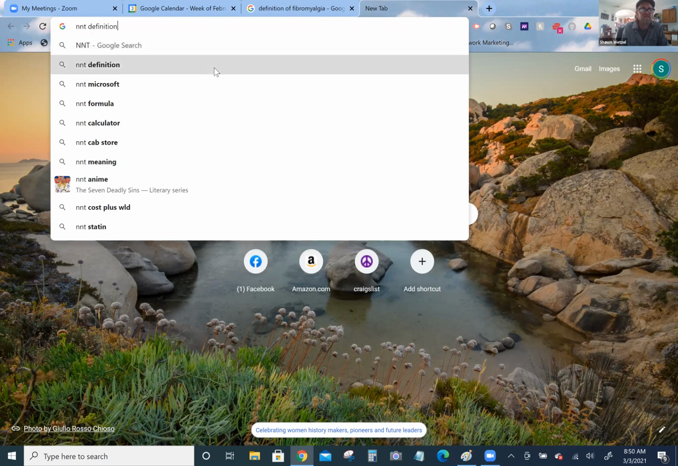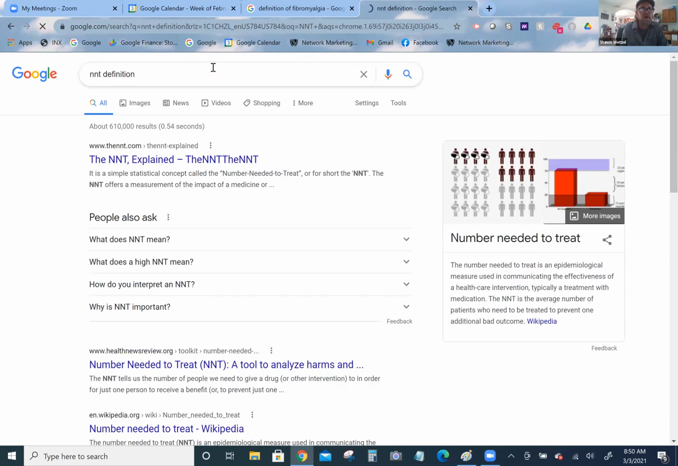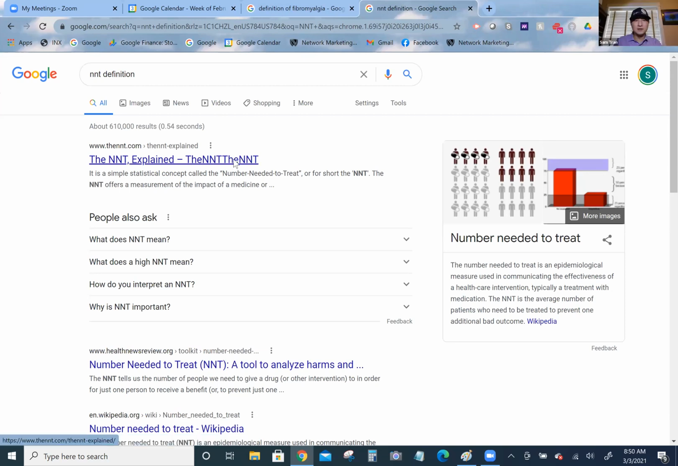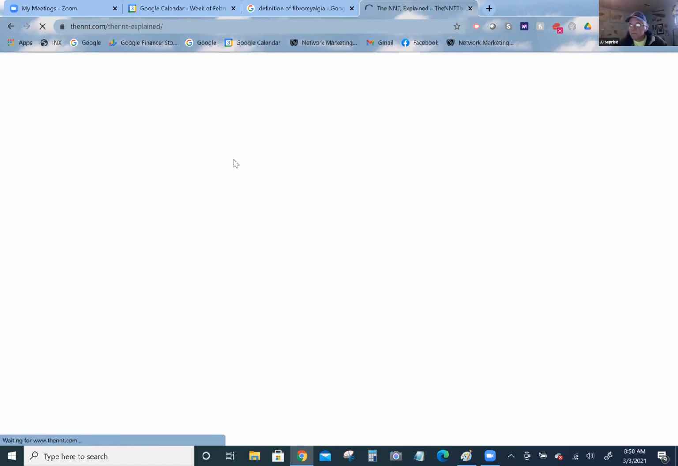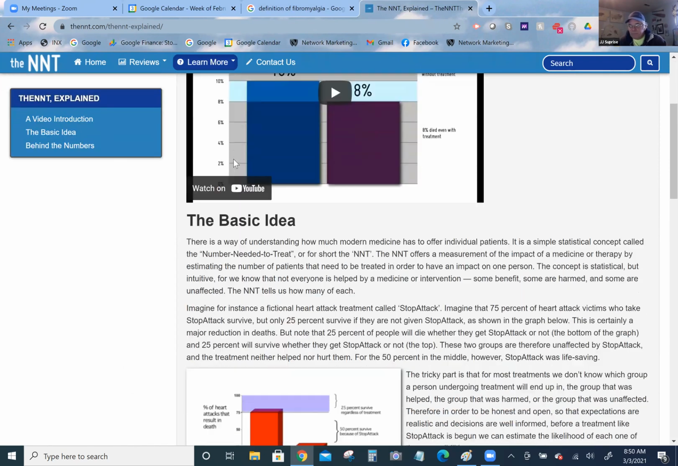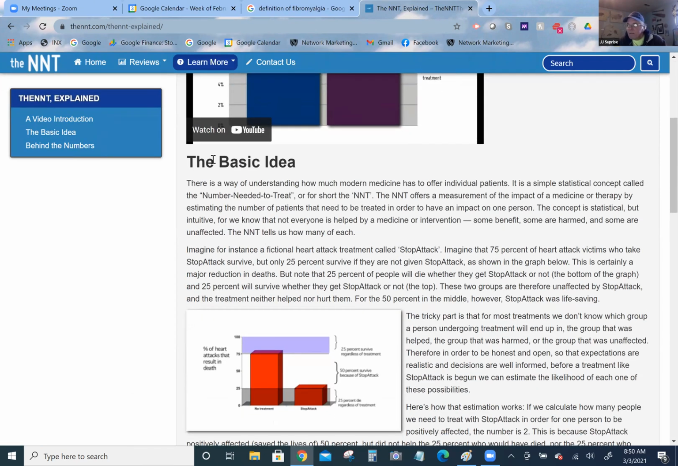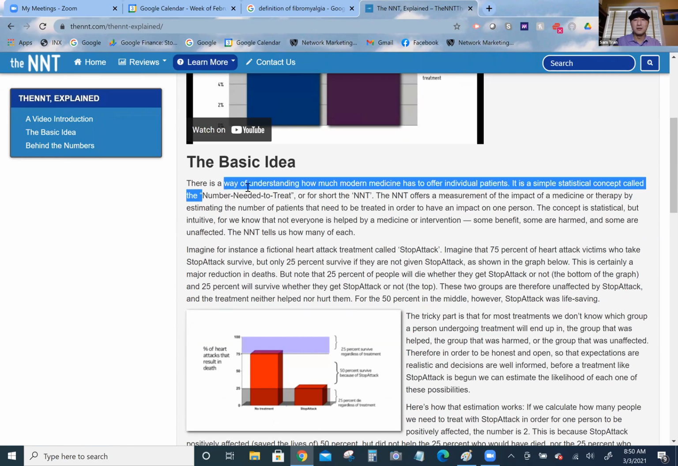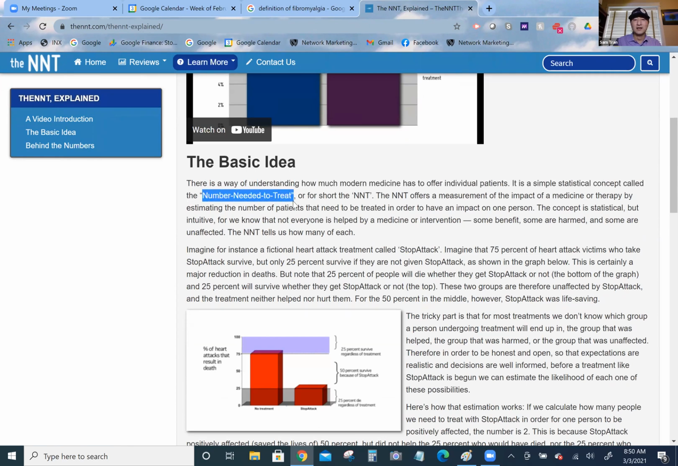NNT meaning, definition. The NNT. Number needed to treat. Yeah, number needed to treat right here, NNT. And then you said, oh, NNT, like, what were you talking about? DDT? What are you talking about? It sounds really fancy, but it stands for number needed to treat. Okay.